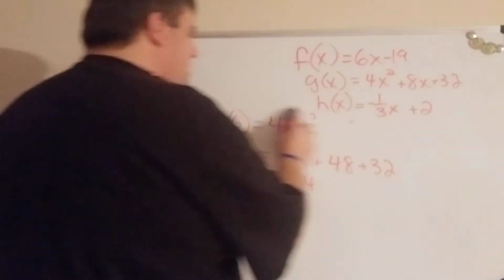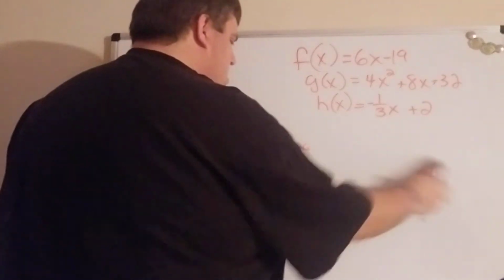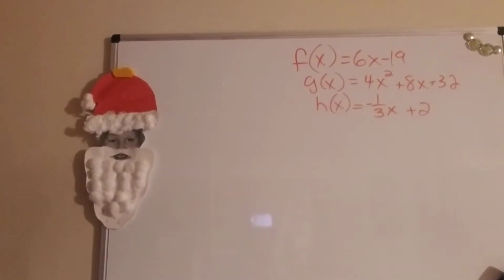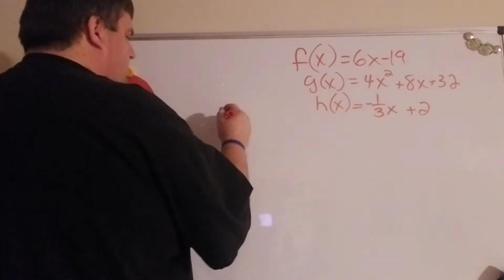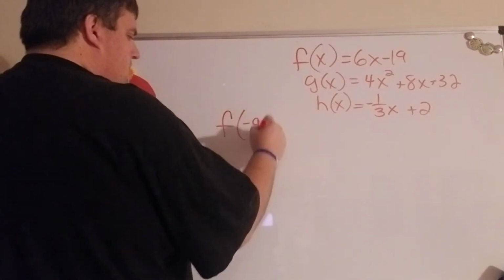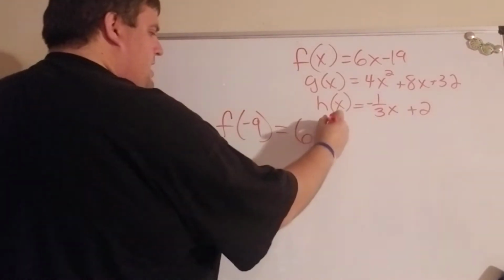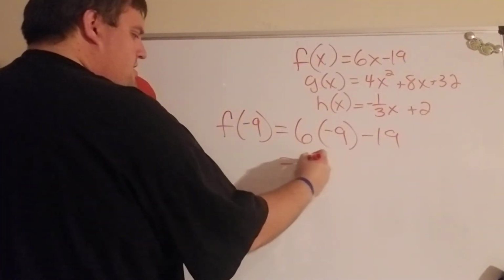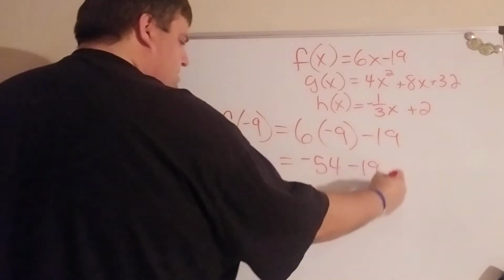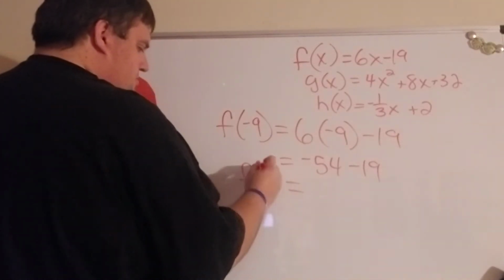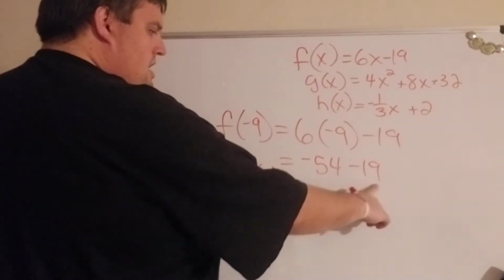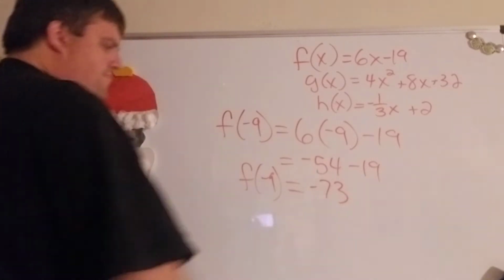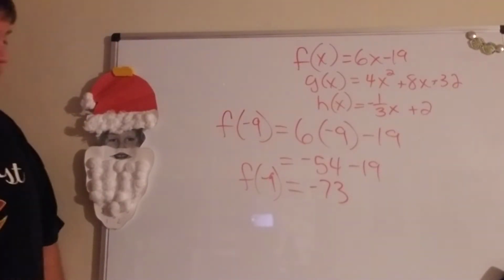The next one, keep those formulas up there. They wanted to know what f of negative 9 was. So f of negative 9, and we're just going to take it, plug negative 9 in for x. 6 times negative 9 is negative 54. Minus 19 is going to give me f of negative 9 is, let's see, negative 73. So there's f of negative 9.